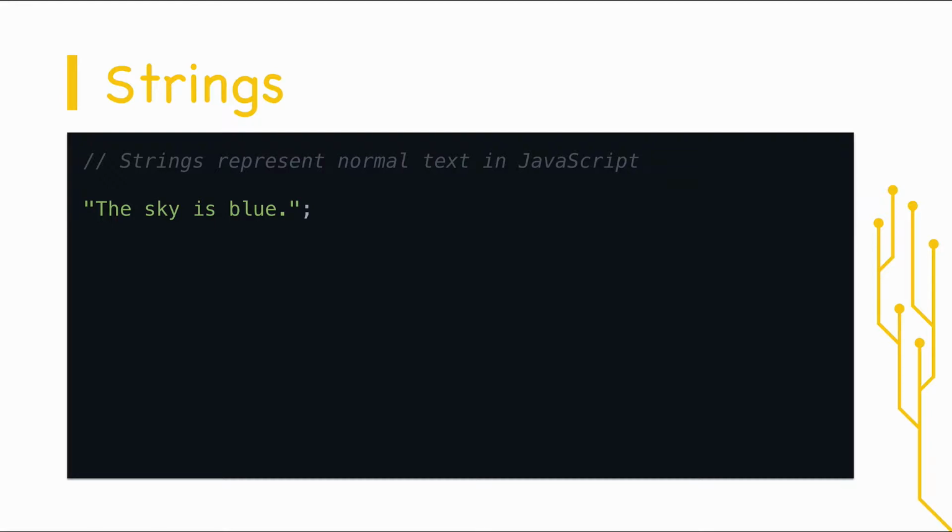Also note that at the very end of the string, we have a semicolon. Now, semicolons are a way of ending statements in JavaScript. They're often not required and you can skip them most of the time. However, it's a very good practice to actually add a semicolon after each complete statement. It makes the code more readable and manageable as well.